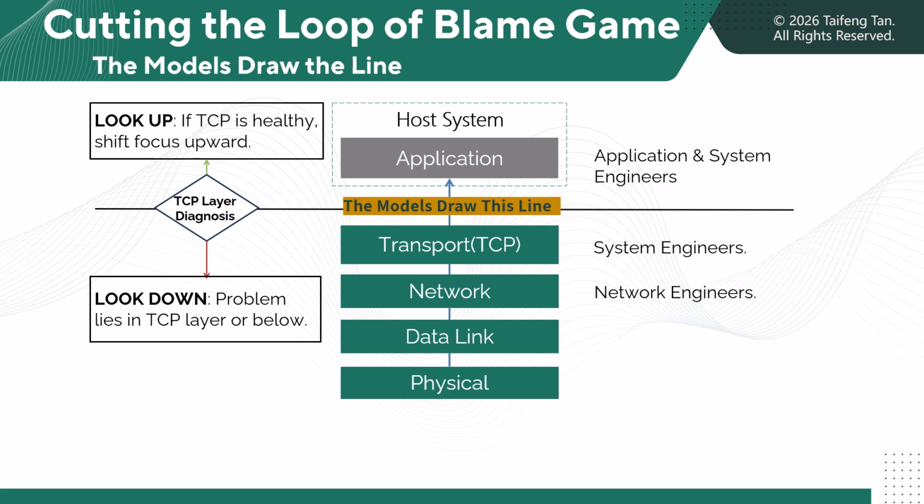If there's an issue within the TCP layer itself, or if its behavior reveals problems in lower layers, that's something to hand off to the system engineer or network engineer for deeper investigation. Conversely, if the TCP layer looks healthy, it means the underlying path is reliable, and the problem is more likely to reside in the application layer or a higher level protocol. At that point, we should shift our focus upward.